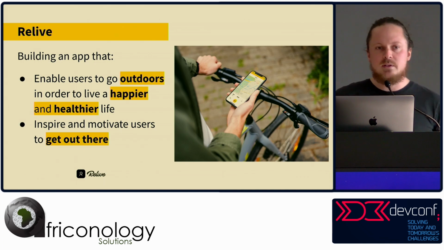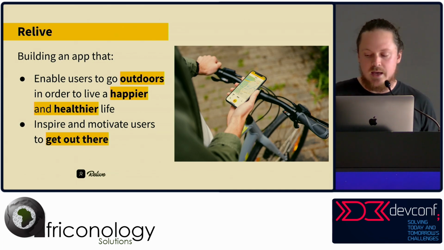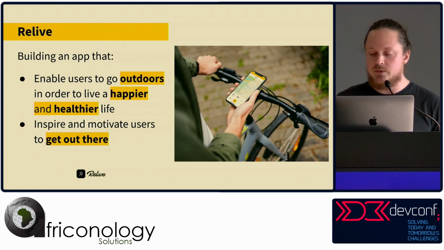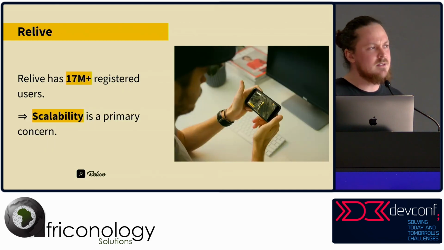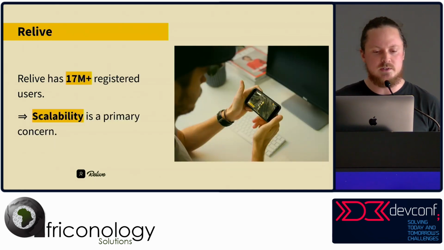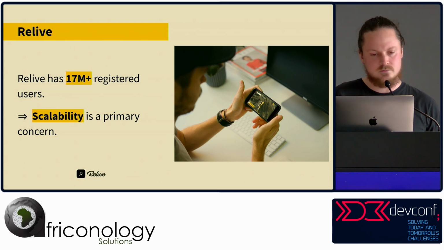At Relive, we're building an app that enables users to go outdoors in order to live a happier and healthier life. We do this by inspiring and motivating them to get out there. At the same time, we're also aiming to become the world's largest outdoor community. Relive currently has just over 17 million registered users, and as such, scalability is a primary concern.